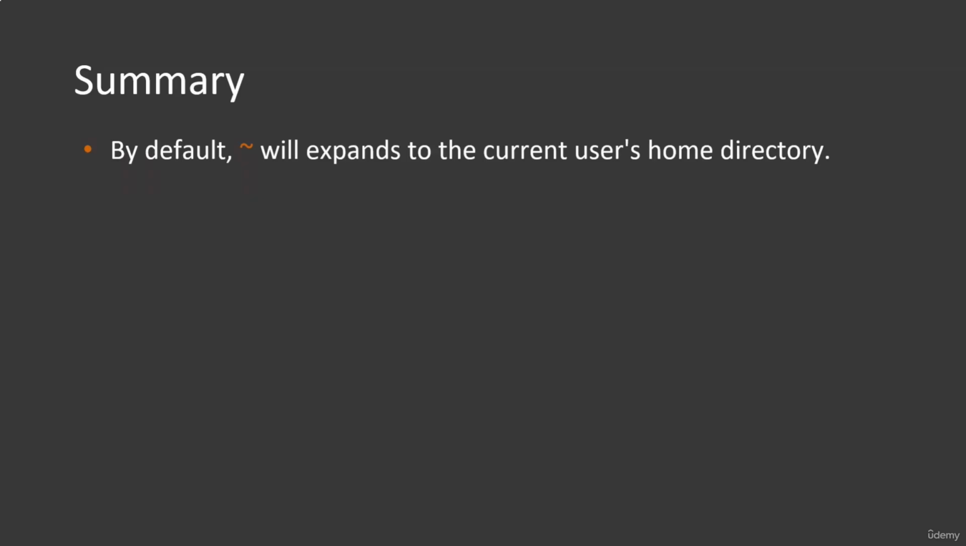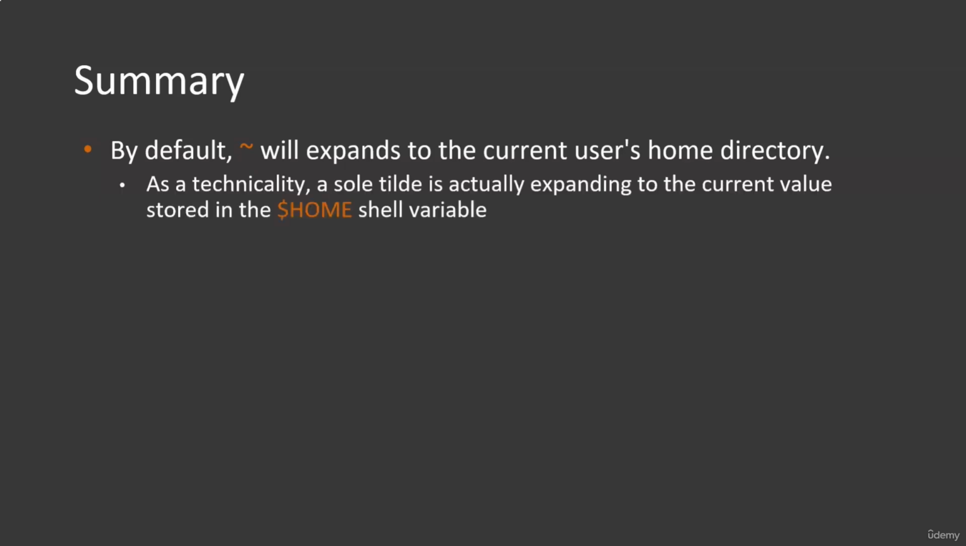In this video, you learned that, by default, a tilde character on its own will expand to the current user's home directory. As a technicality, a lone tilde is actually expanding to the current value that's stored in the $HOME shell variable. This will usually, and pretty much always, be the current user's home directory, but if you're interested, you can have some fun changing the $HOME variable and seeing how that affects tilde expansion.